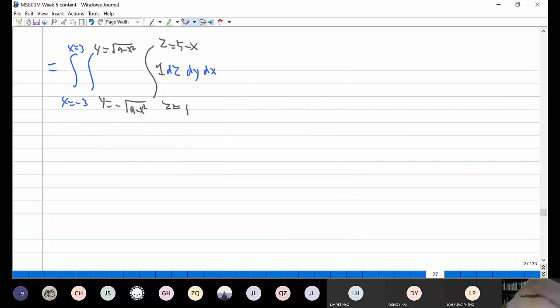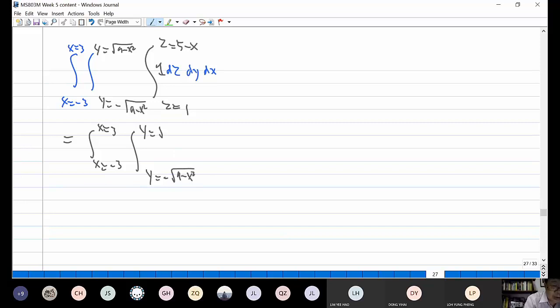So this integral we're looking at, let's see what this is equal to. So x equal to minus 3 to 3. The difficult part is this one. So integrate 1 because it's z here. So z from 1 to 5 minus x, right? So you get 5 minus x minus 1. 5 minus x minus 1 is 4 minus x, right?